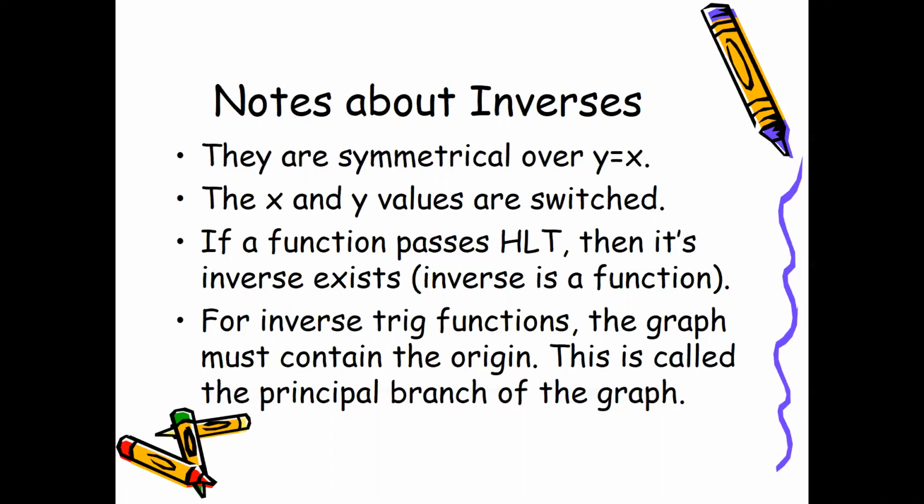For inverse trig functions, the graphs must contain the origin. This is called the principal branch of the graph. So we're going to have to take sine inverse, cosine inverse, and tangent inverse and limit it to certain values. When we limit it, we want to make sure we include the origin, mainly because it goes on forever in both directions. So the origin, like 0, 0, is just a nice place to start. All right, that's called the principal branch of the graph. That's a term I've never heard before until I opened up these notes. So don't worry about memorizing too much, but that's a good fun fact.